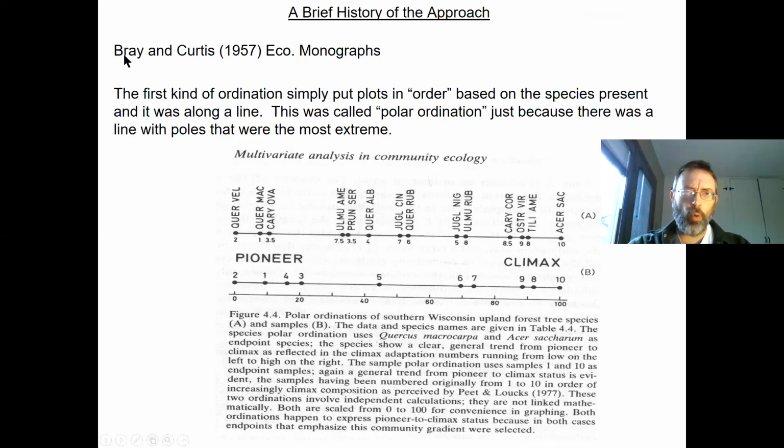The first use of ordination was by Bray and Curtis in 1957, and these were ecologists, and they were just trying to organize plots based on species composition in the plots, forest species composition. These are tree species, actually, and they called this polar ordination. They just said, I'm going to put the plots that are most dissimilar farther apart. Dissimilar in terms of the species composition, and we just order them and make a line. That's where the word ordination comes from. Order. We're ordering them based on the species composition.